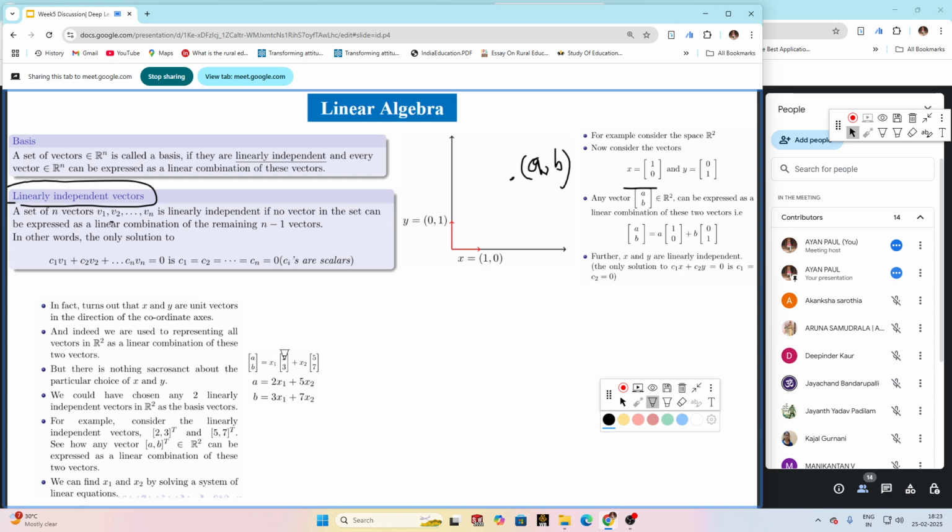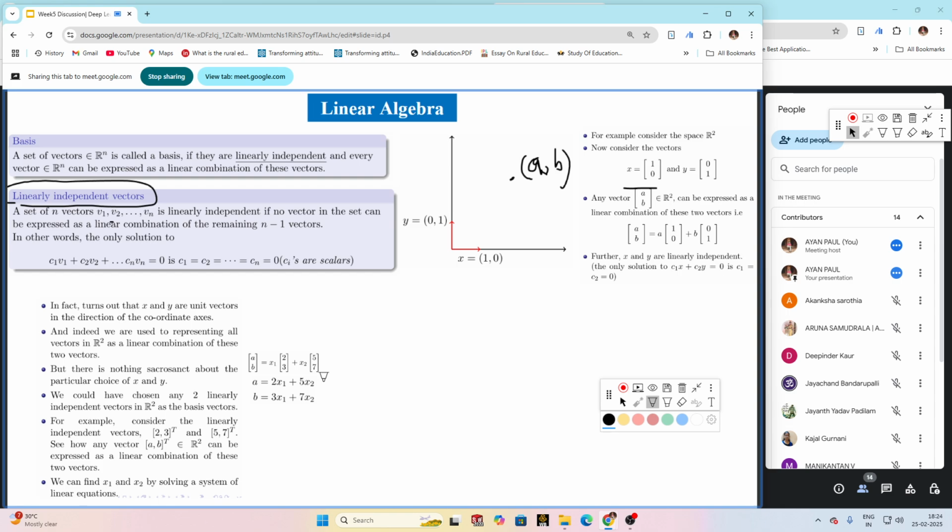We can also project in another basis, 2, 3 and 5, 7. Why? Because 2, 3 and 5, 7 are linearly independent. So that is why these two can form a basis. Earlier our basis was 1, 0 and 0, 1, and now our basis is 2, 3 and 5, 7. So we can again project in this basis, because these two vectors are linearly independent.